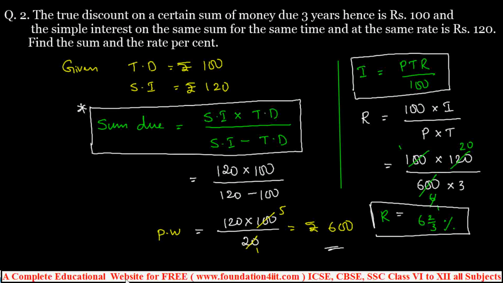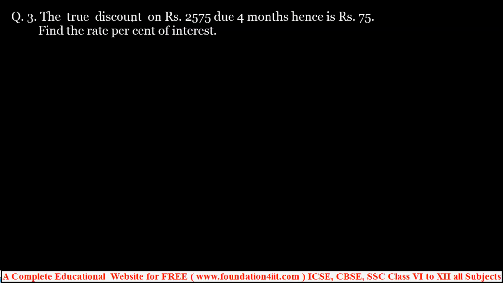Let us see any other sums, more different. In this question, the true discount on rupees 2,575 due 4 months hence is 75. So find the rate percent of interest, right? Already we know the formula for present worth. So present worth is amount minus true discount. So this is the amount, 2575, so amount minus true discount.